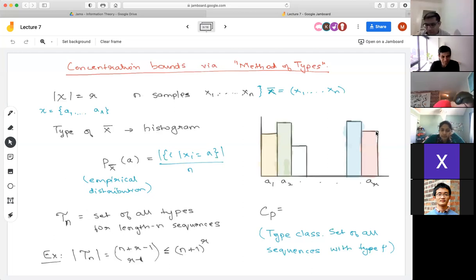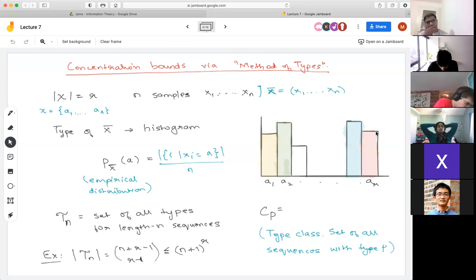I'll also use the notation script T_n to be the set of all types that can happen when I have length n sequences or n samples. No reference to any particular distribution, just any particular. So in particular, all the probabilities in such a distribution, which is present in these types, should be a multiple of 1 over n. So even if the size of the universe is 2, we can't quite have a type which is a distribution where 0 occurs with probability 1 over root 2 and 1 occurs with 1 minus 1 over root 2.